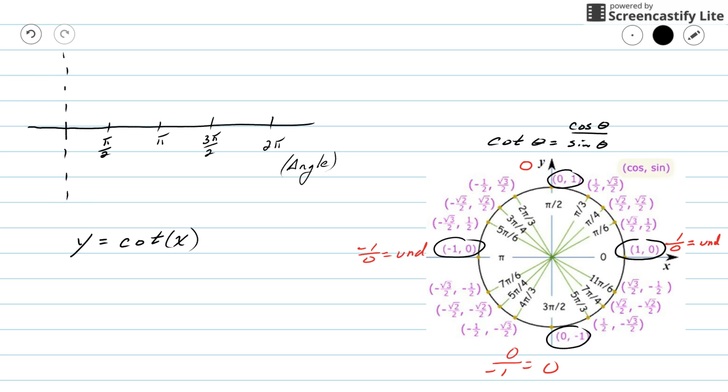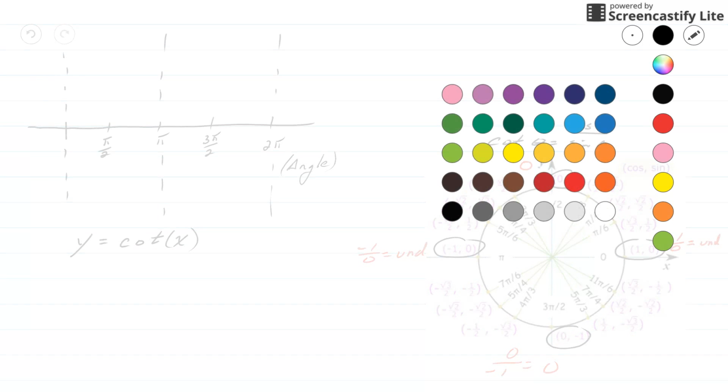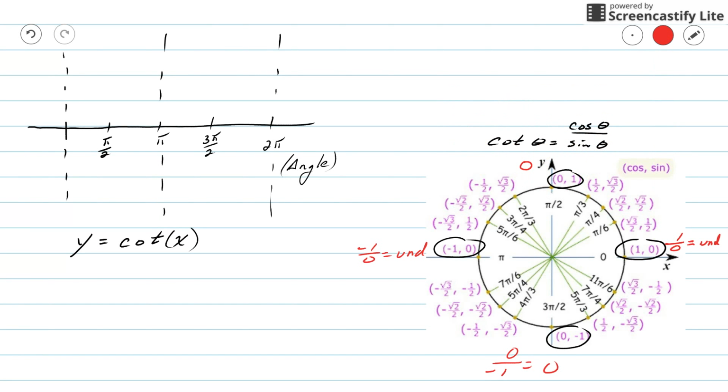All right, where's the other undefined? Pi. Pi, it's undefined. And then obviously at 2 pi, it's going to be undefined. At pi over 2, we saw that the cotangent was 0. At 3 pi over 2, 0. All right, well, not enough to tell me exactly how this graph is behaving. Is it increasing? Is it decreasing?